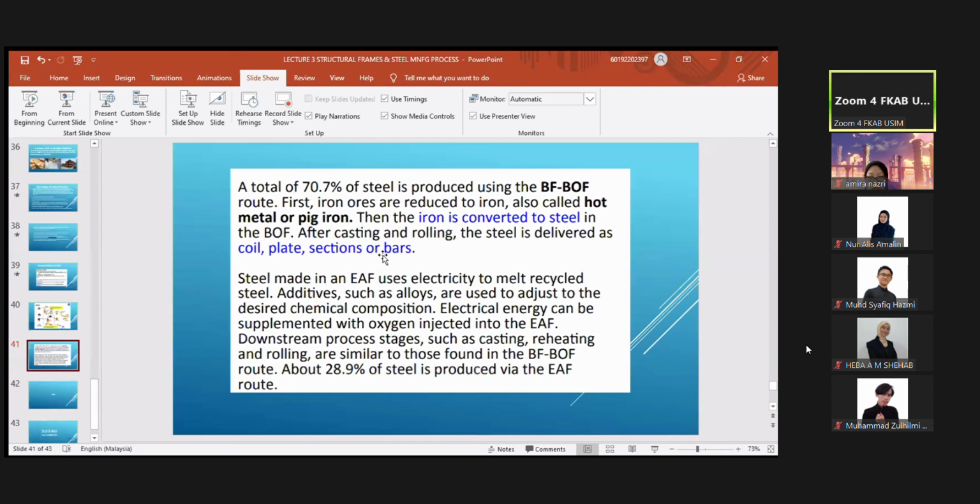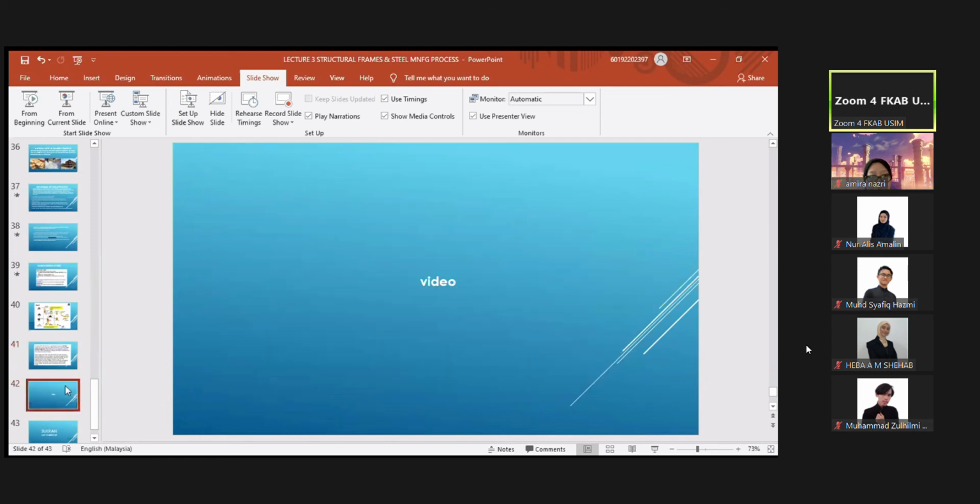Similarly, the EAF usually uses electricity to melt recycled steel. Additives such as alloys are used to adjust the chemical composition. Electrical energy can be supplemented with oxygen injected into the EAF. Downstream process stages like casting, reheating and rolling are similar to those found in the BOF route. So about 28.9%. Sorry, this data is from 2017. Lastly, I don't know how to do the video, but I put in a supporting video so that I don't forget.